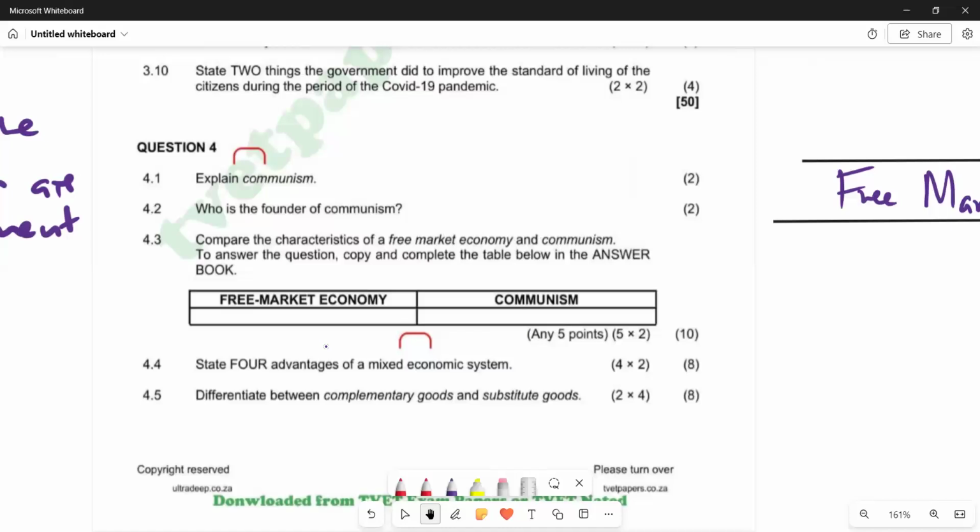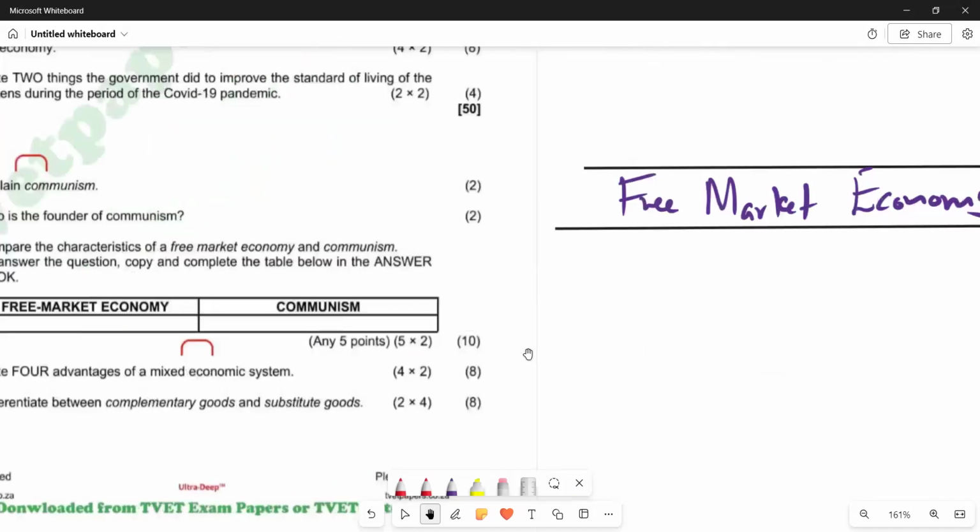So obviously, now we would want to know also what is a free market economy. But we know that in the free market economy, we have ownership of the factors of production by private individuals. So the difference is that when we talk about communism, there is government intervention, and the government is the sole owner of those factors of production. So let's try to compare the characteristics between the two.